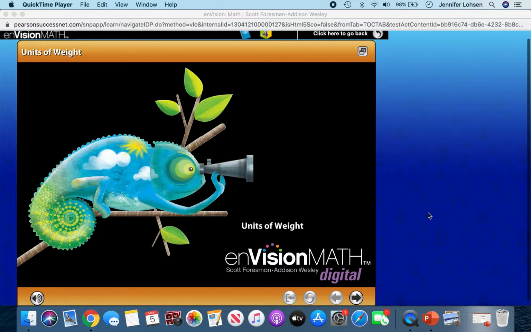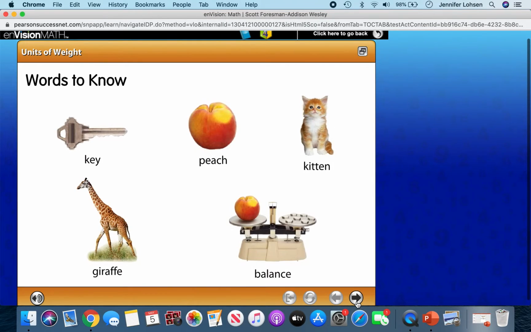Okay, so today we are moving on and we are going to be talking about units of weight. Weight is how heavy an object is. There are 3 units that we are going to be focusing on today, so let's have a look. So our words to know, we have a key, we have a peach, we have a very cute kitten here, a giraffe, and this is a pan balance scale.